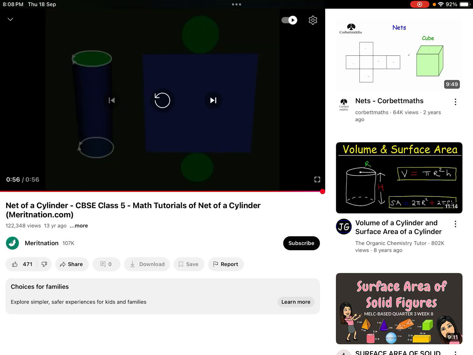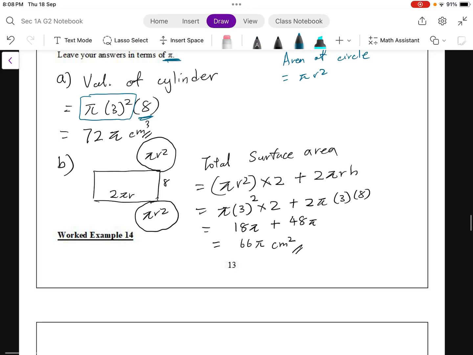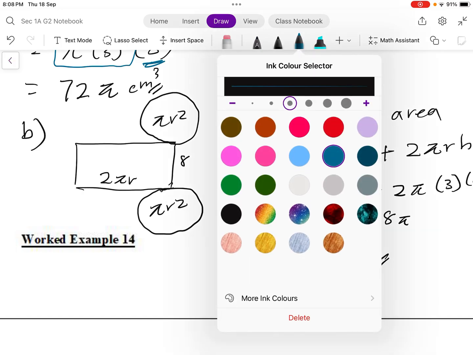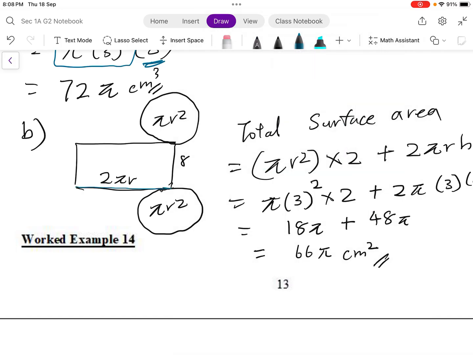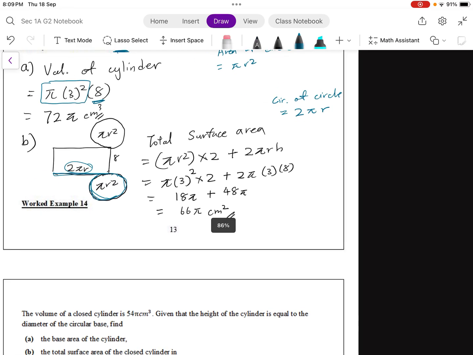Okay, so hopefully you can get a better picture. So in any case, we know that our net will consist of two circles and one giant rectangle. The only tricky part is that the length of this rectangle here is always the same as the circumference of your circle, as shown in the video. So from here, your circumference of circle is 2 pi r.